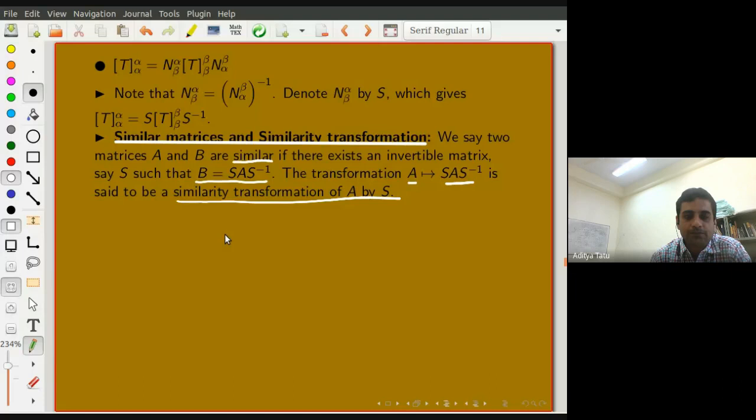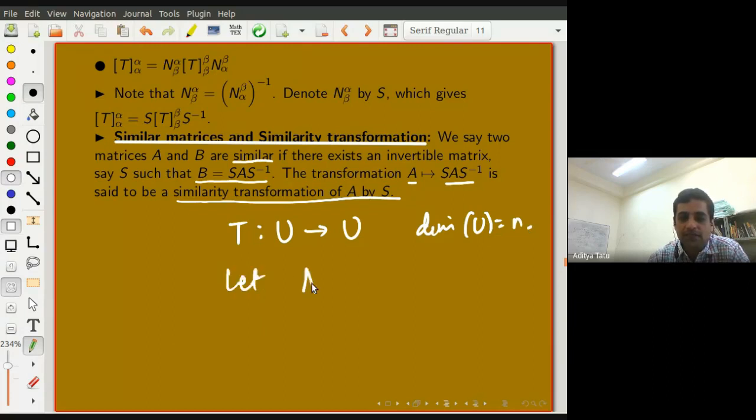Okay, so quick question here. If I have a linear operator from U to U, where the dimension of U is n, let's say A is a matrix which represents T in some basis beta. What other matrices would also represent the same linear transformation? Can you answer that question?